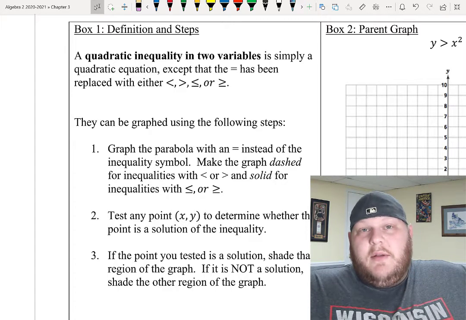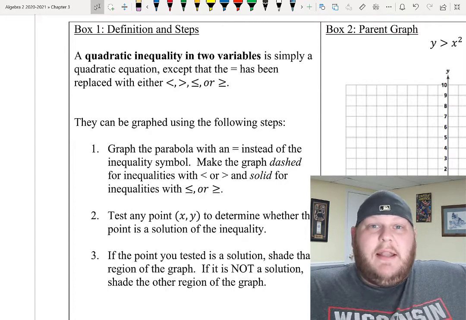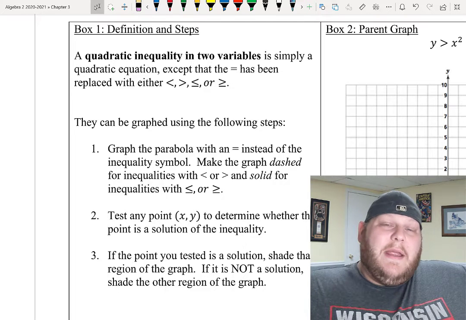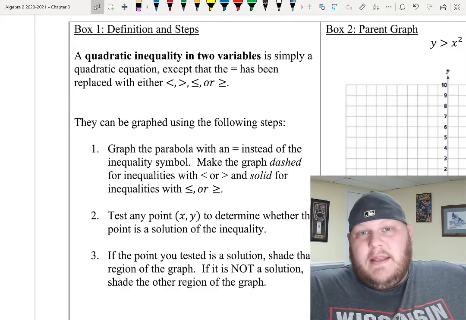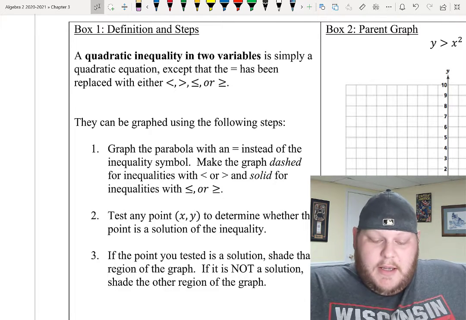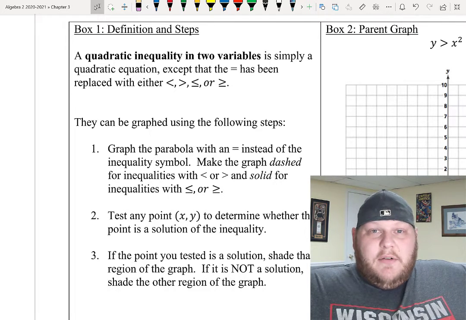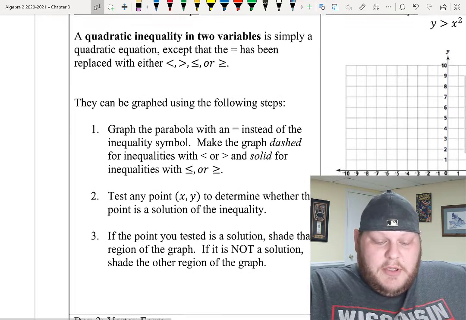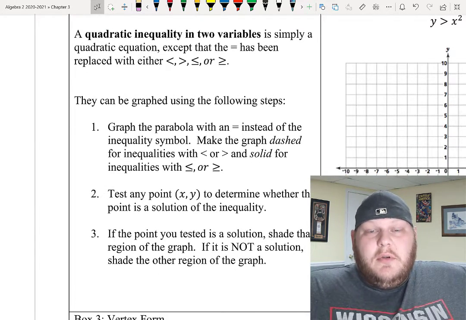Here, we know that we're still going to be graphing quadratics just like we did last chapter. It's just that with my equal sign, I'm going to replace that with a less than, greater than, less than or equal to, or greater than or equal to symbol. And you've got some basic steps that we're going to follow here to graph these, and it's pretty straightforward and it should look pretty familiar to you.